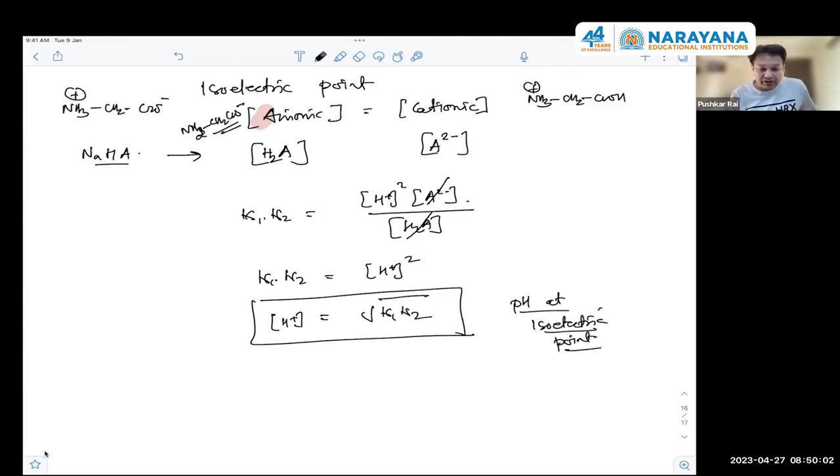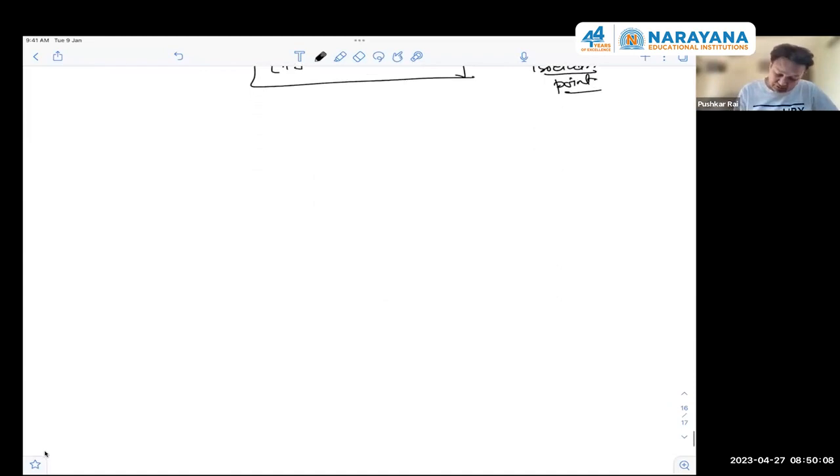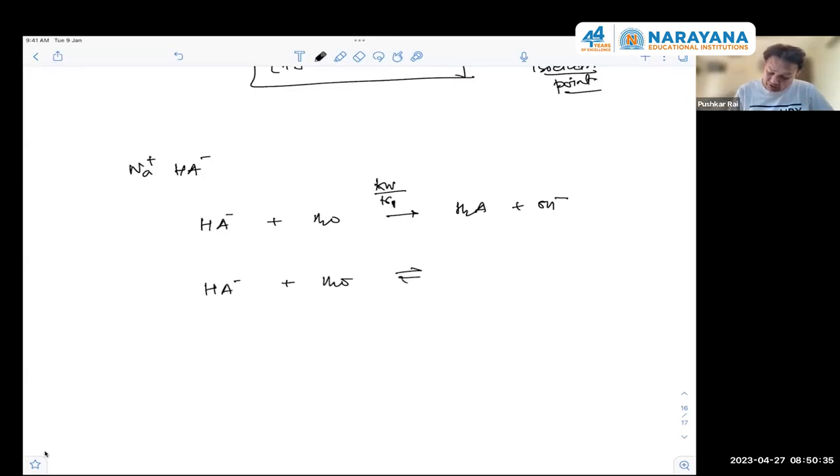So what is so special? Okay, there is nothing so special. So what is the idea? The interesting part is when you take Na plus HA negative, you will agree that HA negative reacts with water. It forms H2A plus OH negative. There is some equilibrium constant of this, and this equilibrium constant is called Kw upon K1. And the other equilibrium constant is HA negative plus H2O breaks into A2 negative plus H plus, and the equilibrium constant is K2.